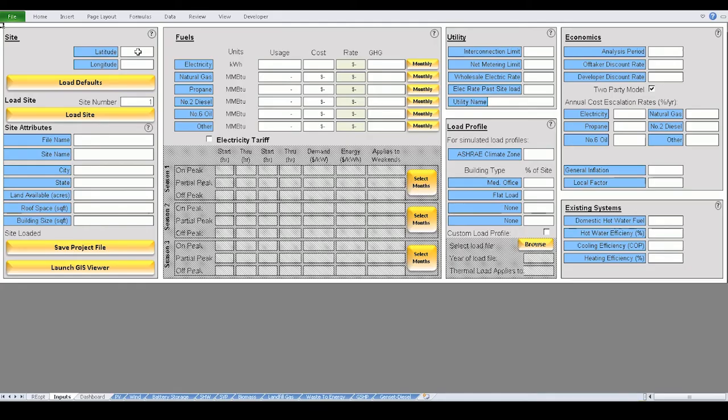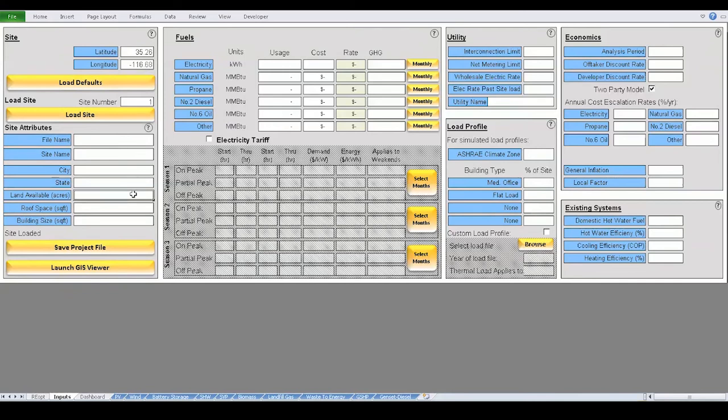Imagine a client asks us to evaluate renewable energy opportunities at one of their sites. All the information about the site can be entered on the REopt Inputs tab. We'll start with the site's location, which will be used to pull renewable energy resource and utility information about the site.